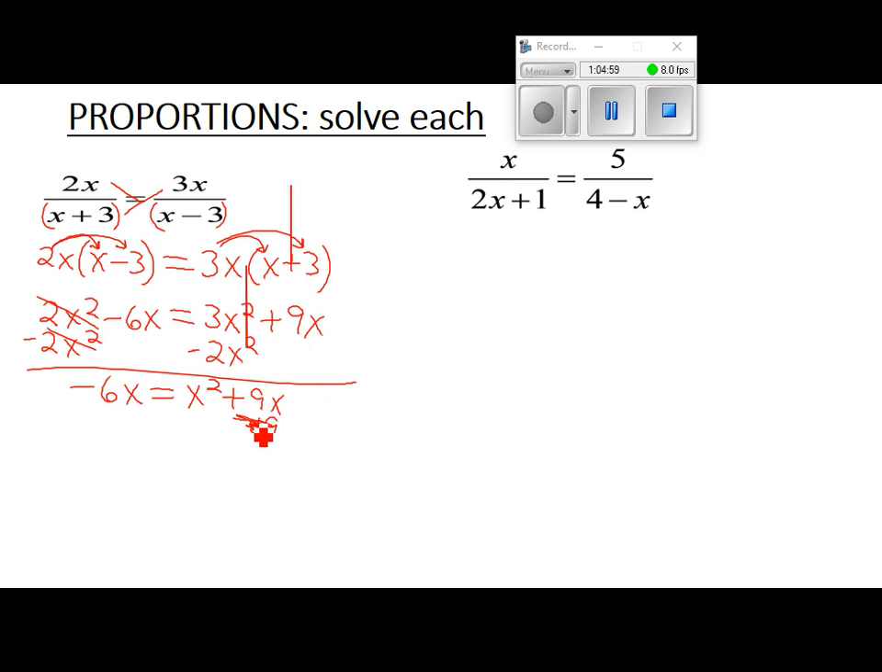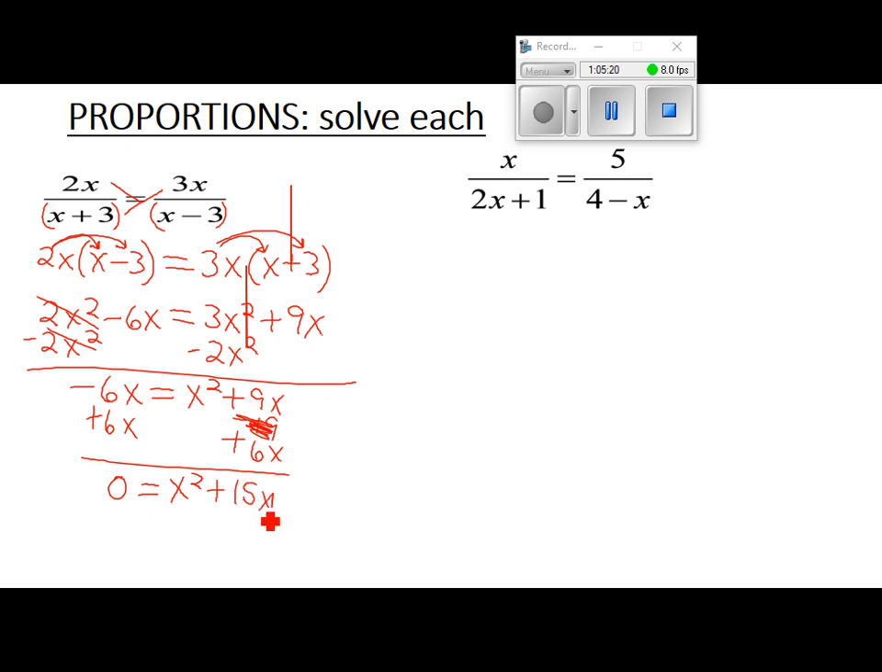No. So we're going to have to factor this or use the quadratic formula again. So instead of moving the 9x over to here, I'm going to move the 6x over to there. Zero it out. So we have zero on this side. What's left on that side now? Zero. X squared plus 15x.